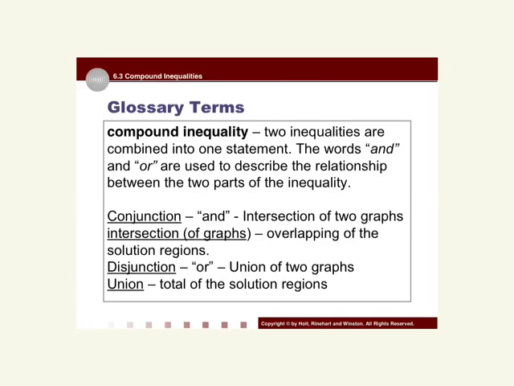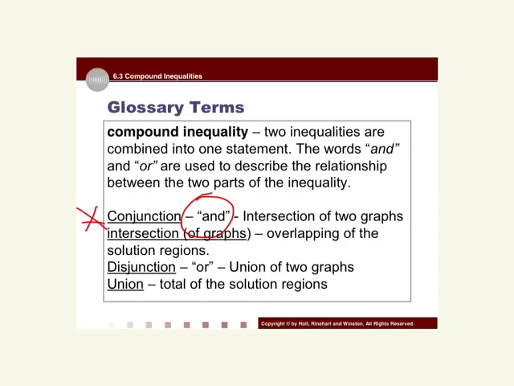So, a couple definitions here. A compound inequality is two inequalities combined into one statement. The words and or or are used to describe the relationship between the two parts of the inequality. Now, if the word between them is and, then it's called a conjunction. And a conjunction, when it has the word and, means it's the intersection of the two graphs, or where do the two graphs overlap?